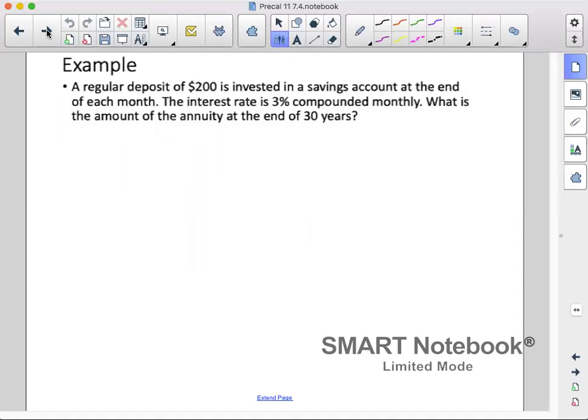So for example, a regular deposit of $200 is invested in a savings account at the end of each month. The interest rate is 3% compounded monthly. What is the amount of the annuity at the end of 30 years?